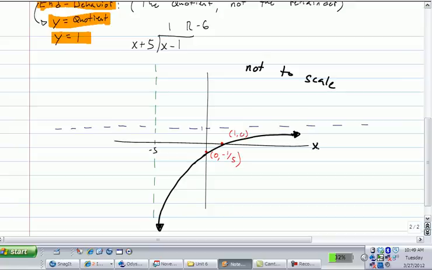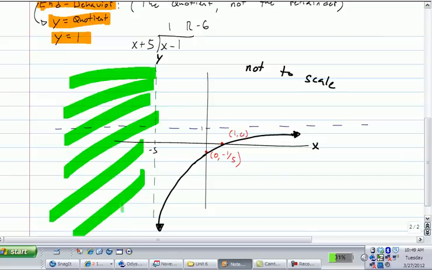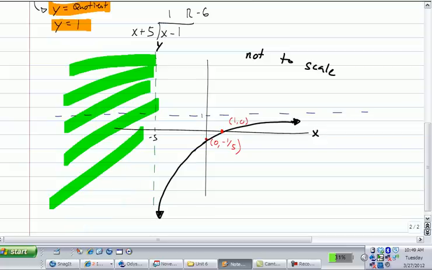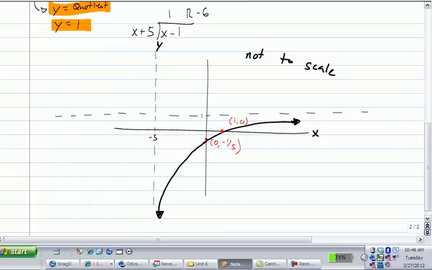Why isn't it to scale? Because look at it. It's just not to scale. All right, now you have to decide the left-hand side. We're going to the left of the vertical asymptote. You're going to have to decide, does it live above or below? So this is the final thing right here.